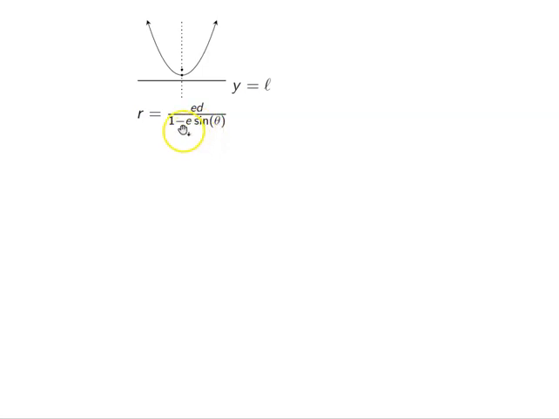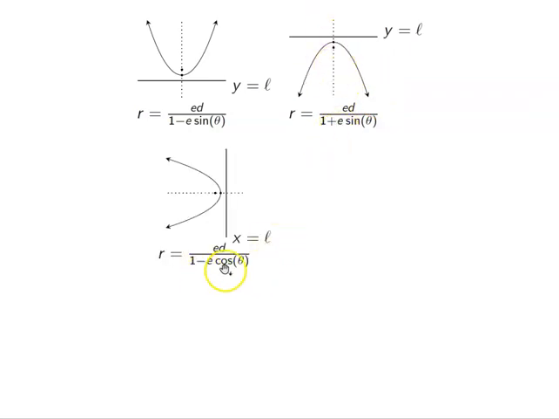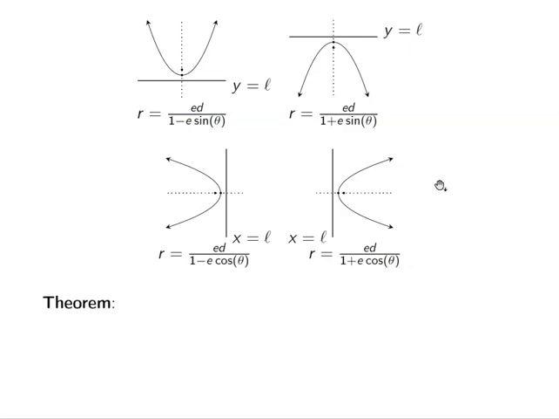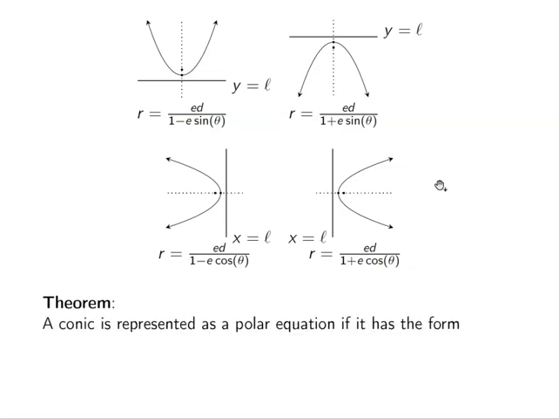If I change the sign to plus, well, now it's going to be concave down instead of concave up. Right. If I use cosine instead, it will point in this direction. And if I use the opposite sign of cosine, it will point in this direction. So changing the signs in front or changing sine to cosine will change the orientation of our conic section. So this leads us to another theorem.